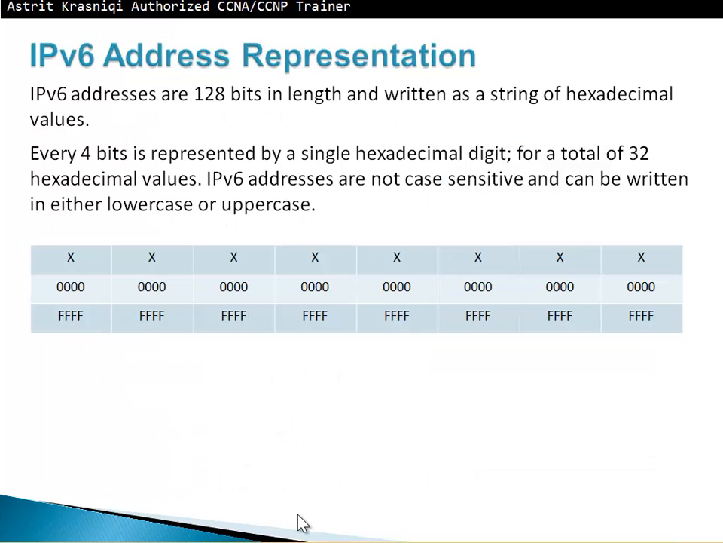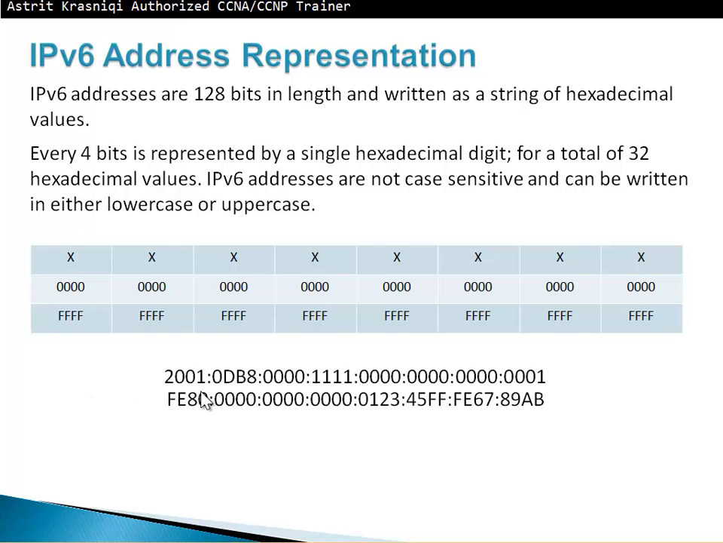IPv6 address representation. IPv6 addresses are 128 bits in length and written as a string of hexadecimal values. Every 4 bits are represented by a single hexadecimal digit, for a total of 32 hexadecimal values. IPv6 addresses are not case sensitive, and we can write them in either uppercase or lowercase. So every hex digit represents 4 bits, for a total of 32 hexadecimal values.